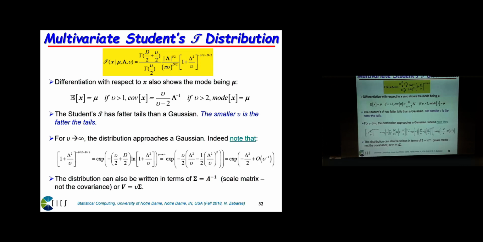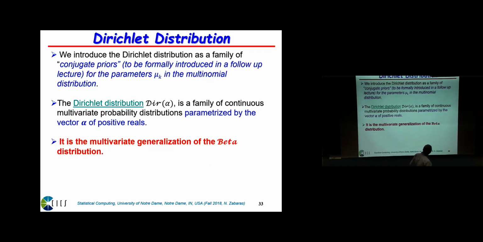You remember something important that I stated for the univariate student T? What happened when the degrees of freedom of the distribution go to infinity? It becomes Gaussian. The same thing is true here, obviously, right? So you can actually show one line of calculation that you see here, that as nu goes to infinity, this thing becomes Gaussian. All right.